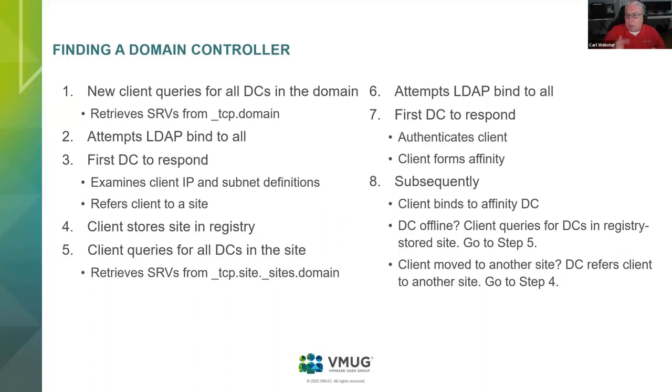The first DC that responds examines the client's IP and looks at all the subnets defined in Sites and Services. If there's a subnet defined, it's going to refer the client to a domain controller in that site. If a subnet is not defined, then that first DC that responded now becomes the authenticating domain controller, regardless of where the client is in your environment and regardless of where that domain controller is in your environment.